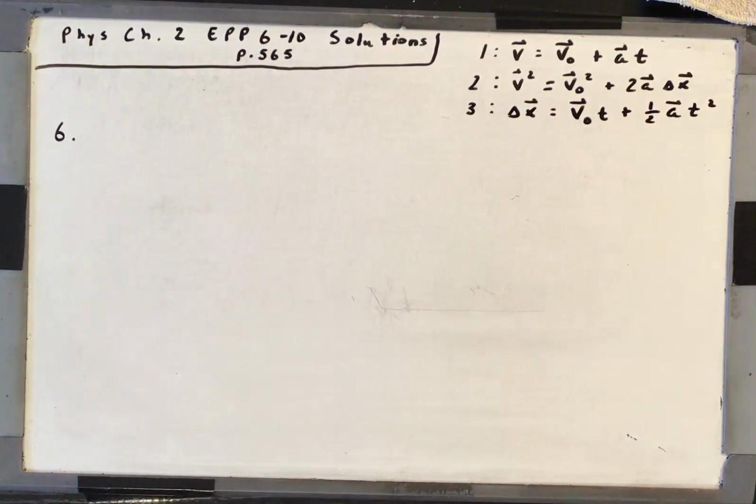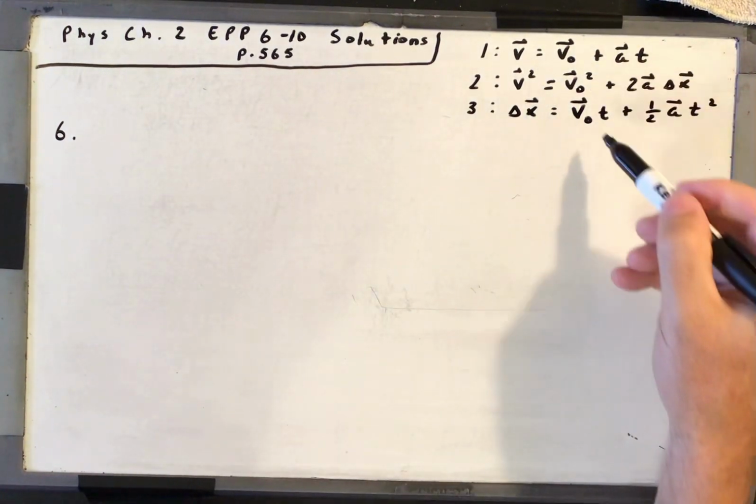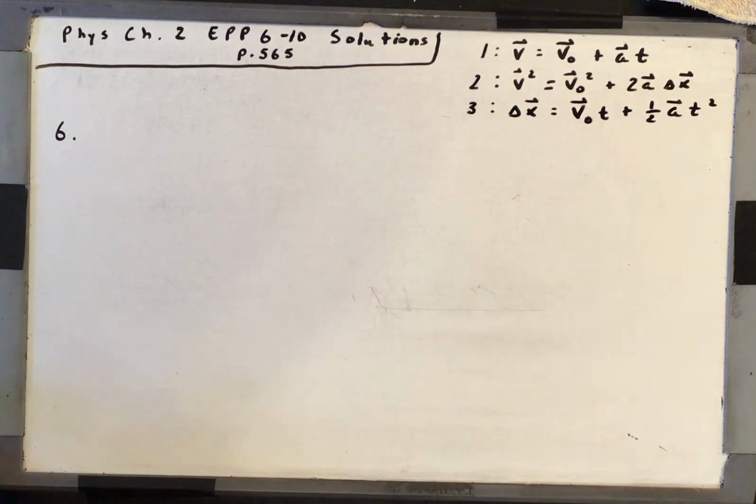Okay, this is the solutions video to Physics Chapter 2, Extra Practice Problems 6 through 10. Here are 3 equations from this chapter, and let's get into number 6.